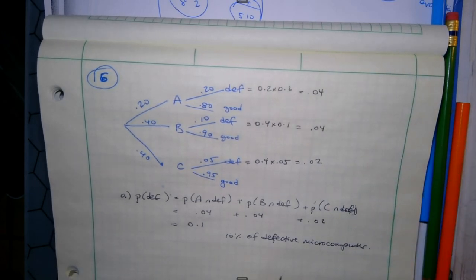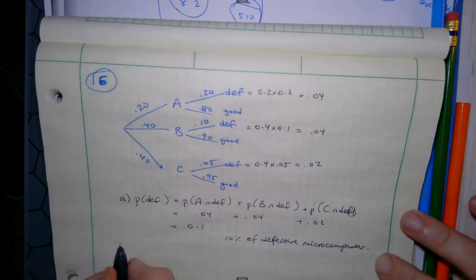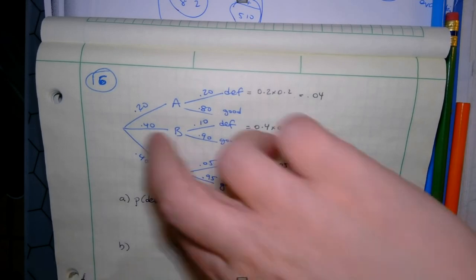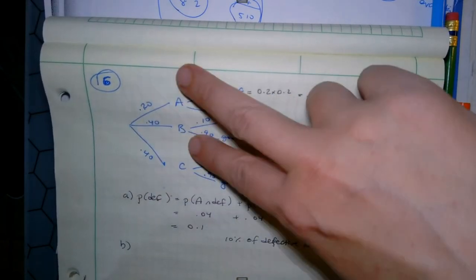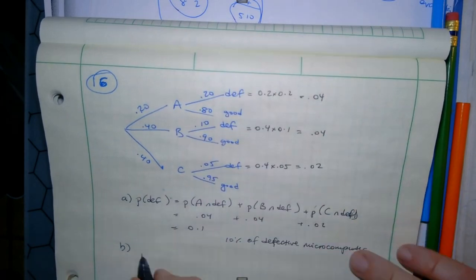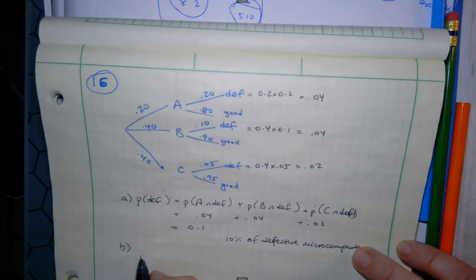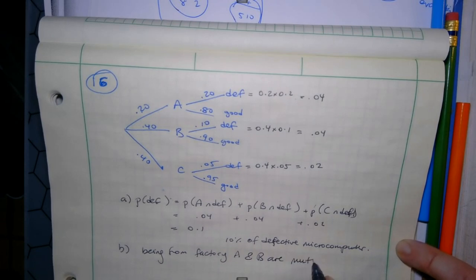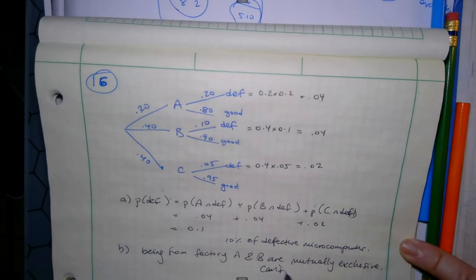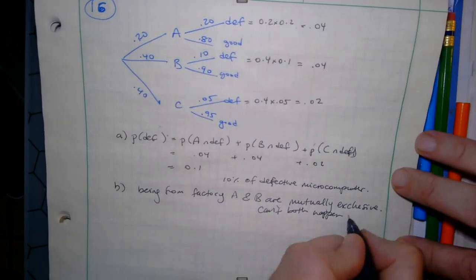So next up, are the events microcomputer comes from factory A and microcomputer comes from factory B mutually exclusive? Mutually exclusive means you can't have both of them be true at the same time, and in this case they are. And you can see that because they're on different branches of the tree. So you can't have both of these happen at the same time. It's kind of the point of the branches. So let's go ahead and say, yes, being from factory A and B are mutually exclusive. They cannot both happen at the same time. One object cannot be from both of them, is what I mean.